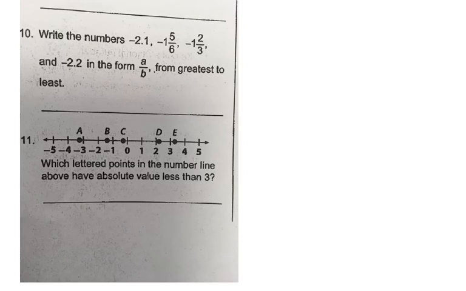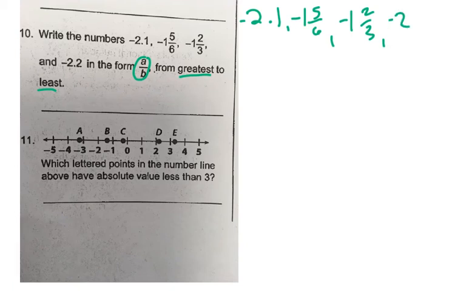Okay, let's look at number 10. Number 10, we have, write the numbers -2 1/10, -1 5/6, -1 2/3, and -2 2/10 in AB form from greatest to least. So I'm going to make my list over here. I have -2 1/10. I have -1 5/6. I have -1 2/3. And I have -2 2/10. Now they're all negative numbers. Okay, so that's really important information here.